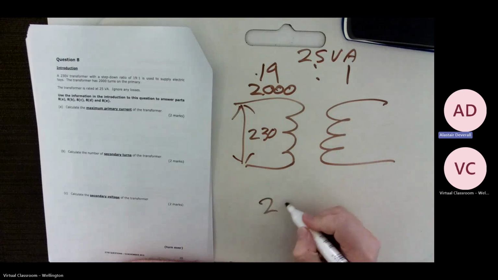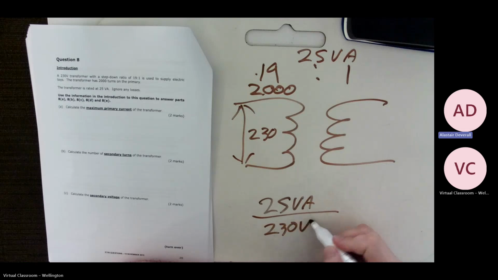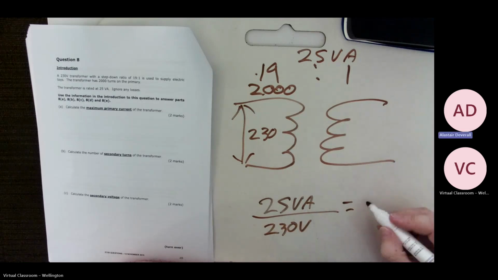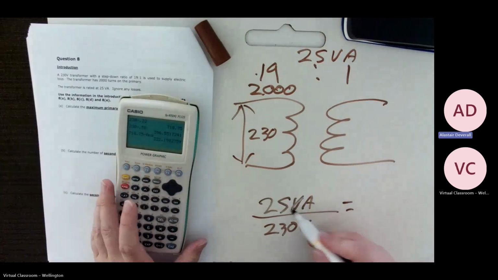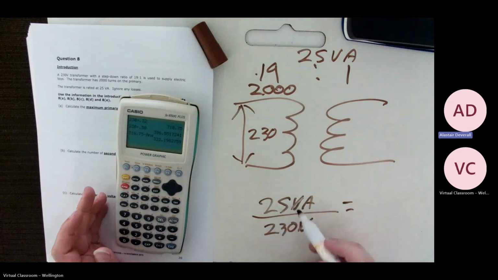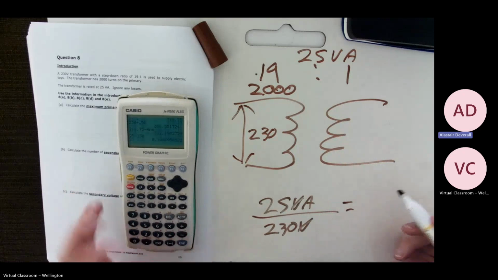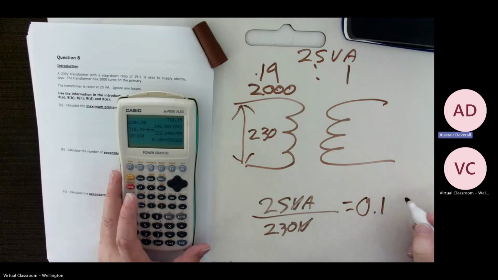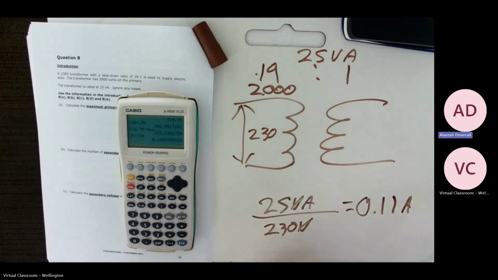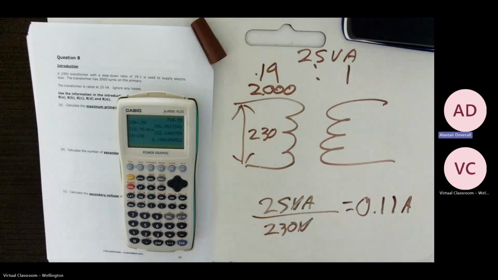If it is 25 VA divided by 230 V, we get 25 over 230. Interestingly, when it comes to our units, the V's cancel, which is why we end up with amps as our answer. So 25 divided by 230, and we get 0.108, which would round out to 0.11 amps, which, if we look at the answer sheet, that is what we get. 25 divided by 230 equals 0.11.